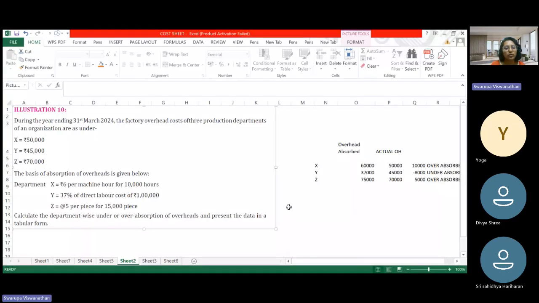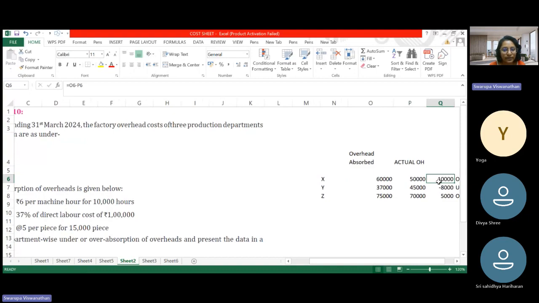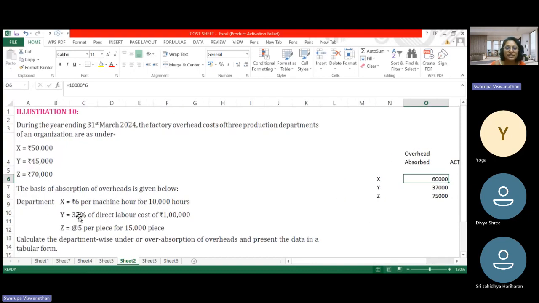So first we need to find out what is the actual absorption of overheads. We have been given the actual overheads. Actual overhead is 50, 45 and 70. Now, what is the overheads absorbed? Overheads are absorbed based on fixed rates. So here it is 6 for 10,000 machine hours. So 10,000 into 6, 60,000. 37% of labor cost of 1 lakh, so 37,000 is the overhead absorbed. For Z, it is 15,000 into 5.